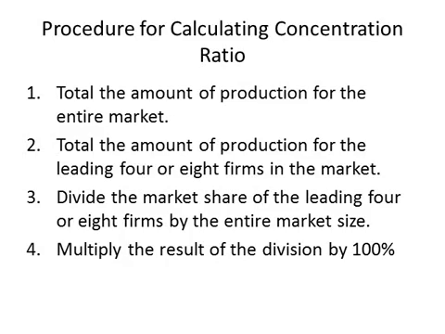The procedure for calculating the concentration ratio is: 1. Total the amount of production for the entire market. 2. Total the amount of production for the leading 4 or 8 firms in the market. 3. Divide the market share of the 4 or 8 firms by the total market size. 4. Multiply the result of the division by 100%.